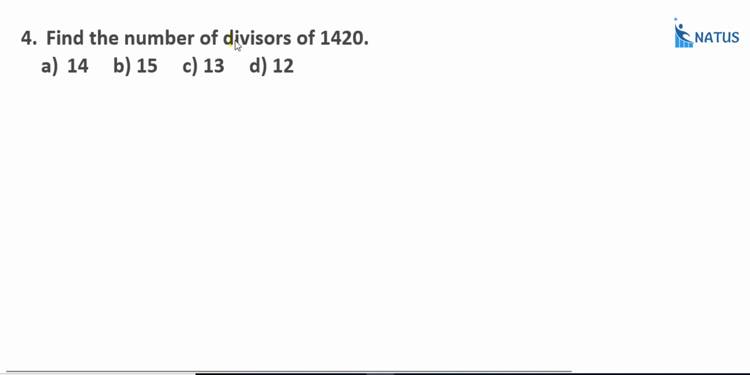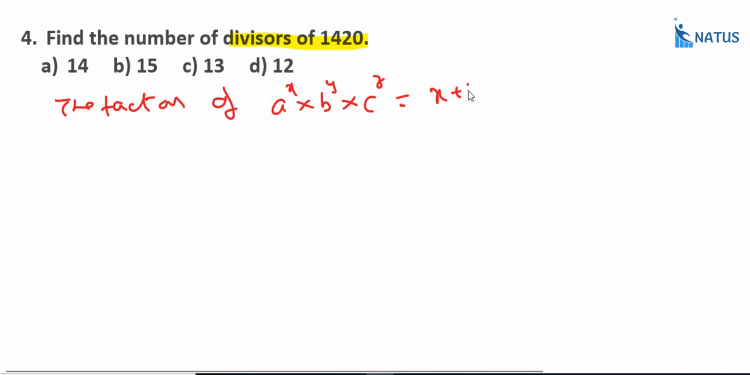Find the number of divisors of 1420. Here the divisors are nothing but the factors. Now you must remember, the total number of factors of a^x into b^y into c^z is equal to (x plus 1) into (y plus 1) into (z plus 1), where a, b, c are prime numbers. The base must be a prime number, right?